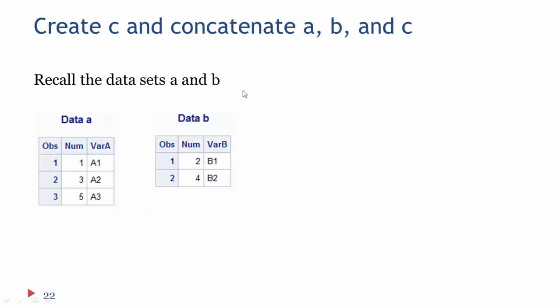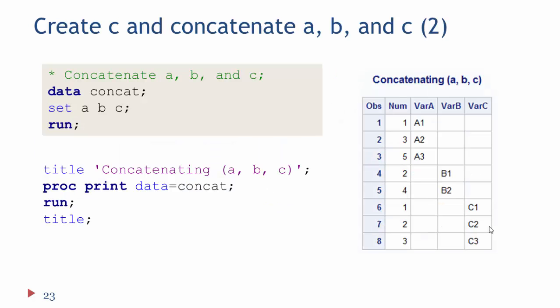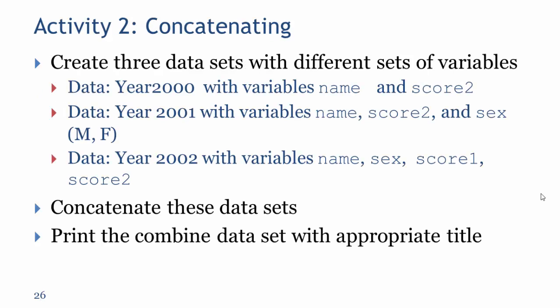Now we want to create a new dataset called C, and we'll concatenate A, B, and C. So we have A and B previously created. Now we create a new dataset C in the same way, and the dataset C looks like this. We want to concatenate using the set statement, set ABC, and when you print it, it will give us the combined dataset. Again, the values that are not available in other datasets will be missing. Here's an activity 2 for you.